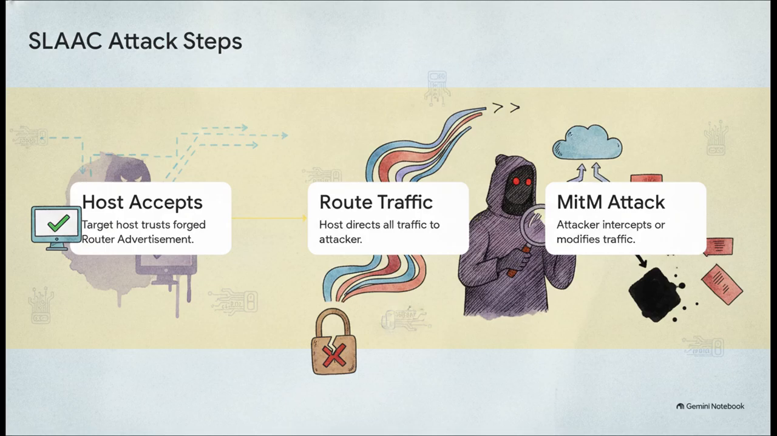But here's the massive vulnerability. SLAAC trusts these advertisements by default. There is literally zero built-in authentication. So an attacker can just send a forged router advertisement. Step 1, the target host accepts it and trusts the fake gateway. Step 2, the host directs all of its traffic right to the attacker. And Step 3, the attacker is sitting comfortably in a man-in-the-middle position where they can inspect, modify, or just black hole entire subnets of traffic.